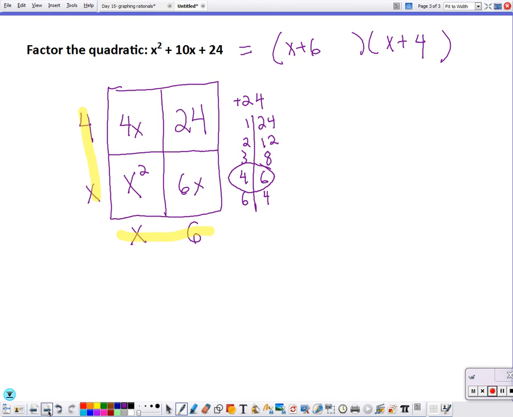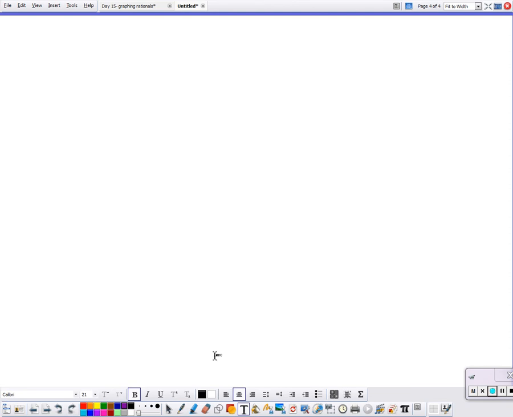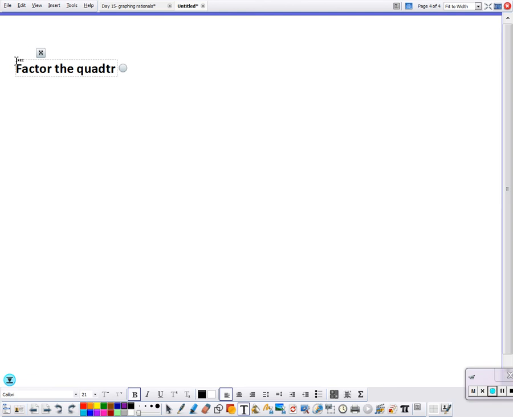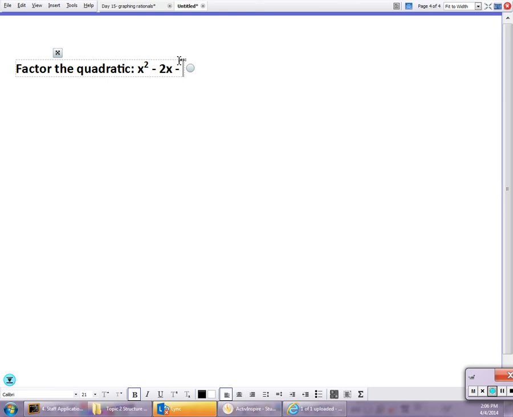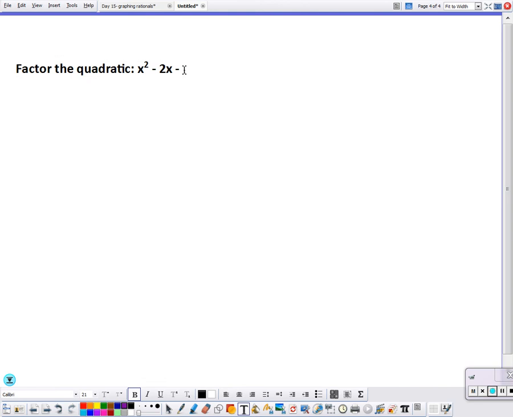Now, let's do one that's a little trickier. Let's say we're trying to factor the quadratic x squared minus 2x minus 48.